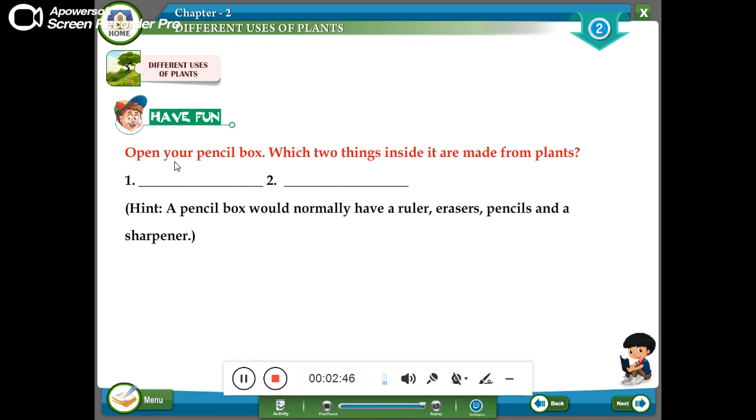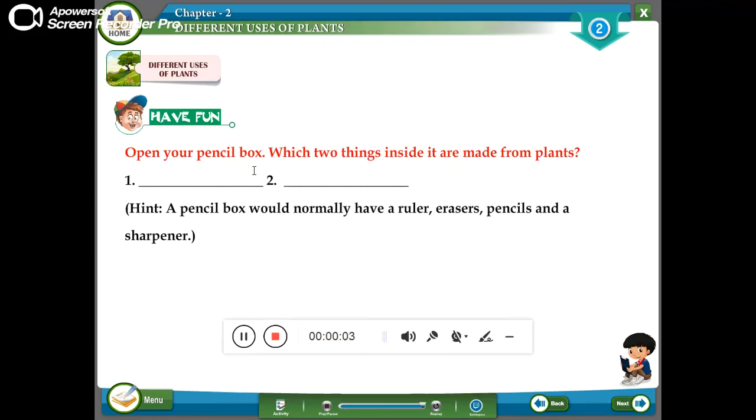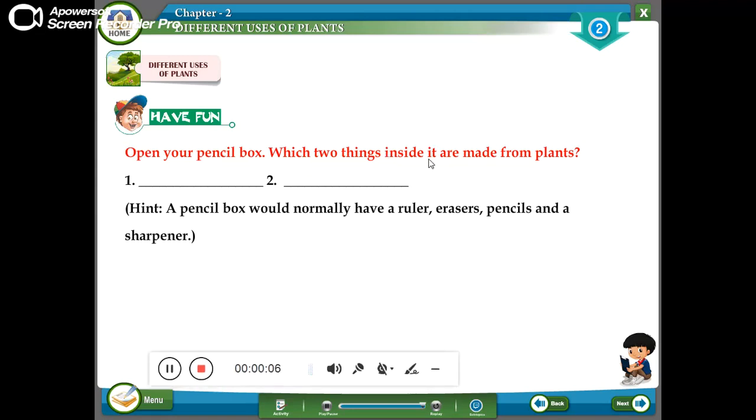Now, open your pencil box. Open your pencil box and write down the two things which are made up of wood, made from plants. Okay, first in the pencil box, pencil, is it or not? P-E-N. Write down here pencil and next here rubber. Rubber is nothing but eraser. Eraser is made up of plants.